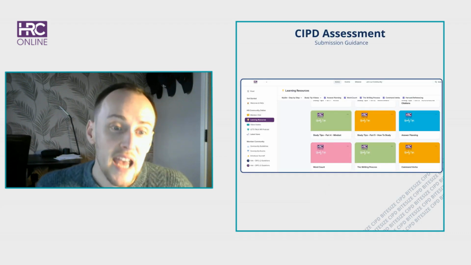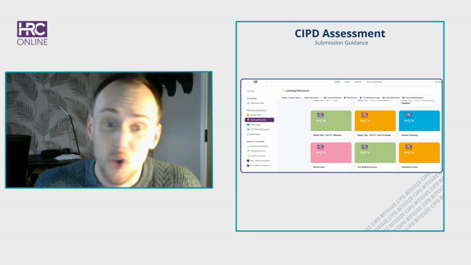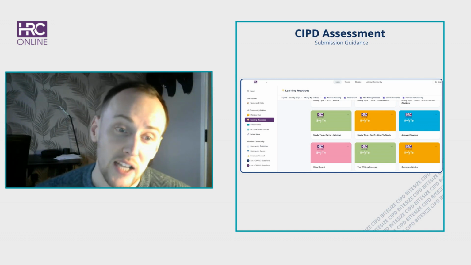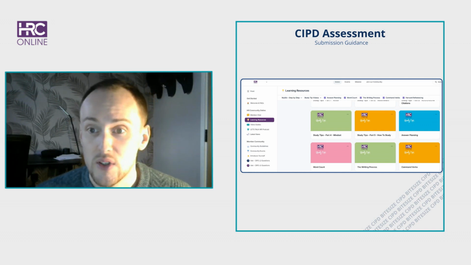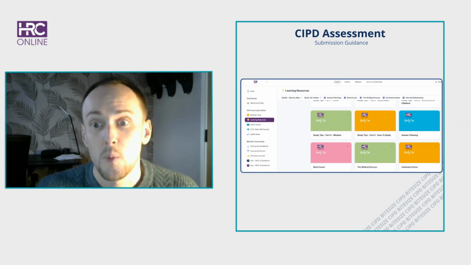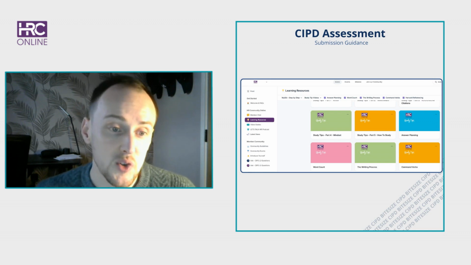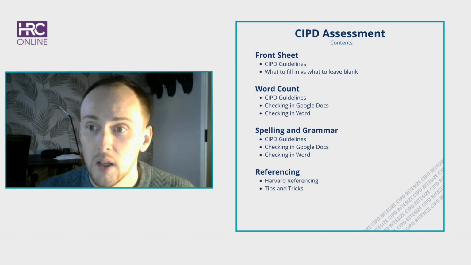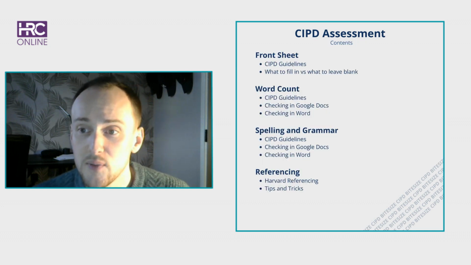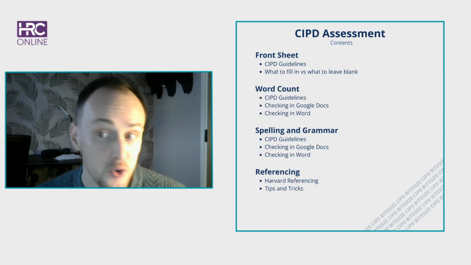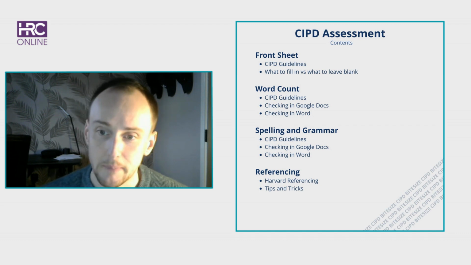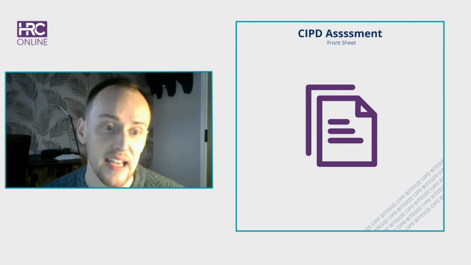All of these areas should not really be brand new and are available at length in the HRC Online community under Learning Resources. So if you want to go into more detail on what to do in this situation, look at the learning resources available to you. What we're going to go through today is four key areas: the front sheet, the word count, spelling and grammar, and referencing. Okay, first off is the front page.